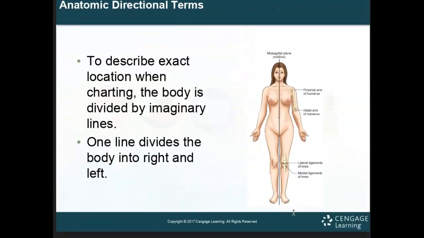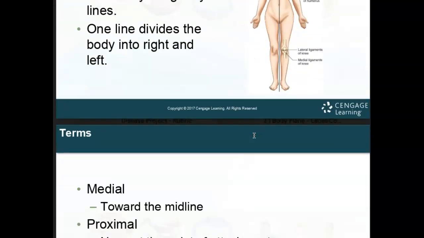Anatomic directional terms describe location. In charting, the body is divided by imaginary lines. One line divides the body into right and left. We know that's the mid-sagittal or the median or the midline. You can see that here. And then lateral refers to the outside, inside of the joints in this image. And proximal means closest to the point of attachment, etc.